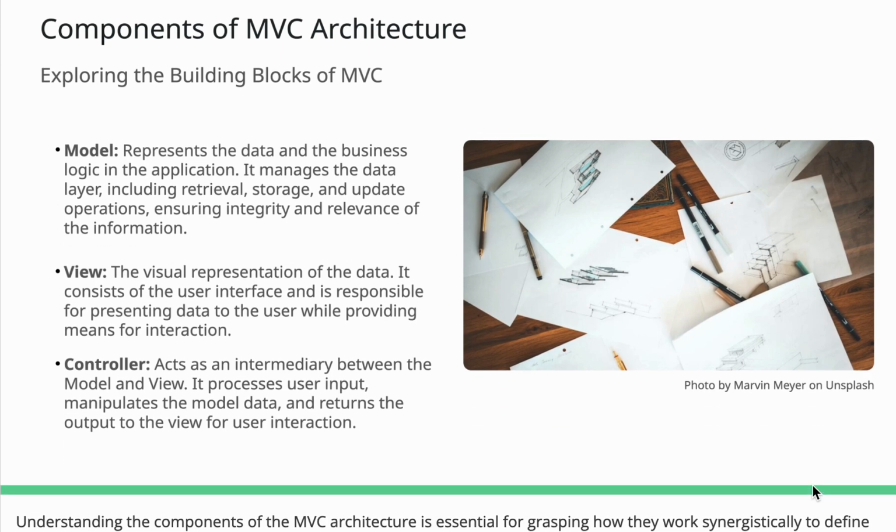The next one is components of MVC architecture. The first one is model, which represents the data and the business logic in the application. It manages the data layer including retrieval, storage, and update operations, ensuring integrity and relevance of information.